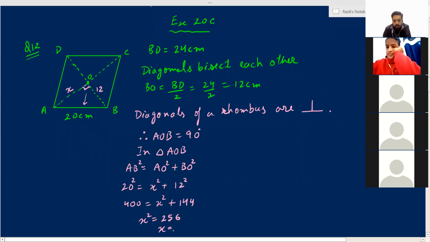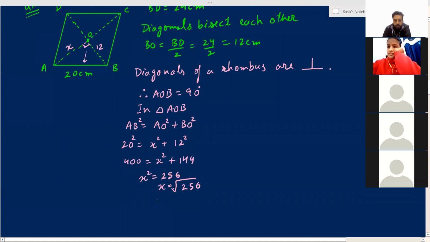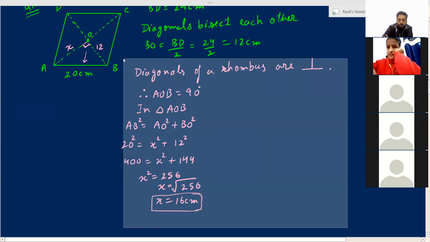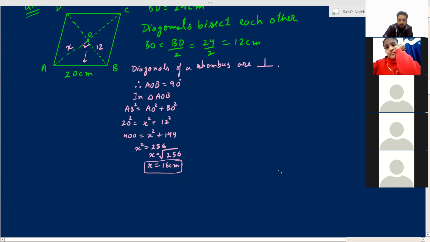x equals square root of 256. Therefore, we get x equals 16 centimeters. You all know how to find the square root. So this is the length of x. X is AO. We have got AO. Now, if AO is 16, can you tell me what is the length of AC?